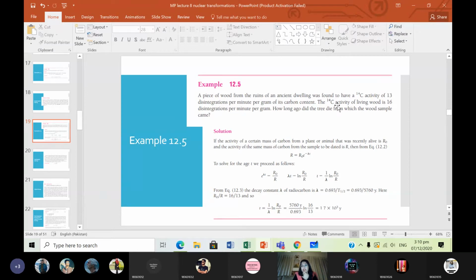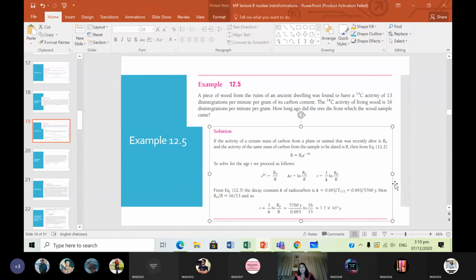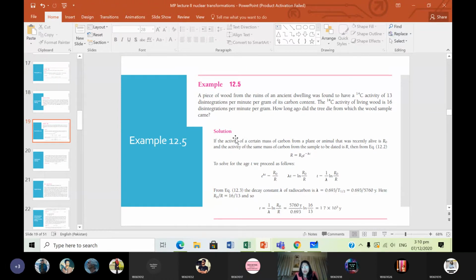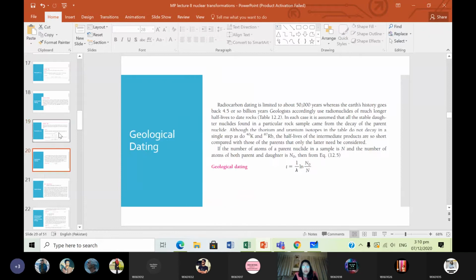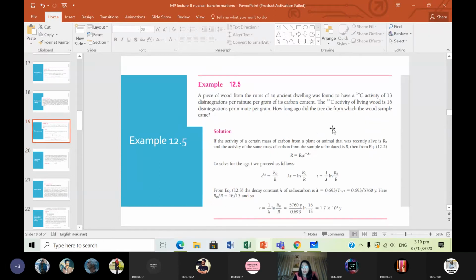So we're saying that the carbon-14 content is 16 disintegrations per minute per gram of living wood. But the one that has died is found to have an activity of 13 disintegrations per minute per gram of its carbon content. So now let's use this example to figure out how old that tree is, how long ago that tree died.